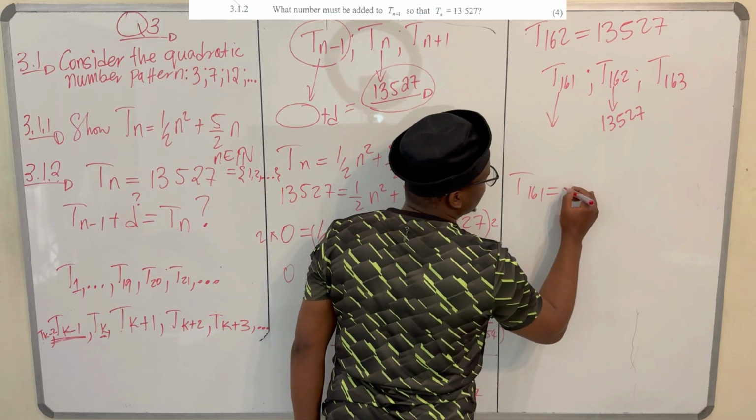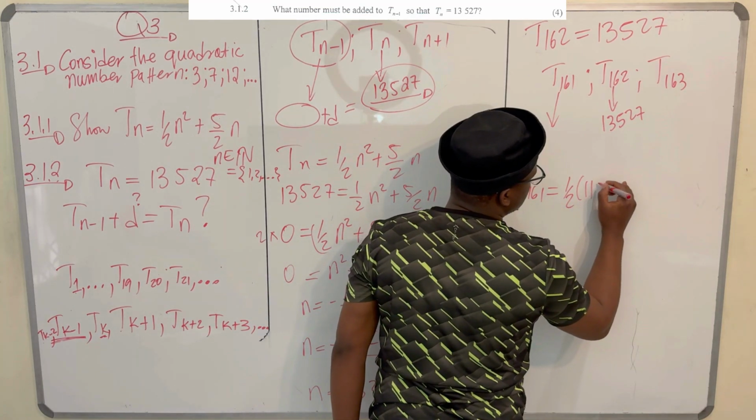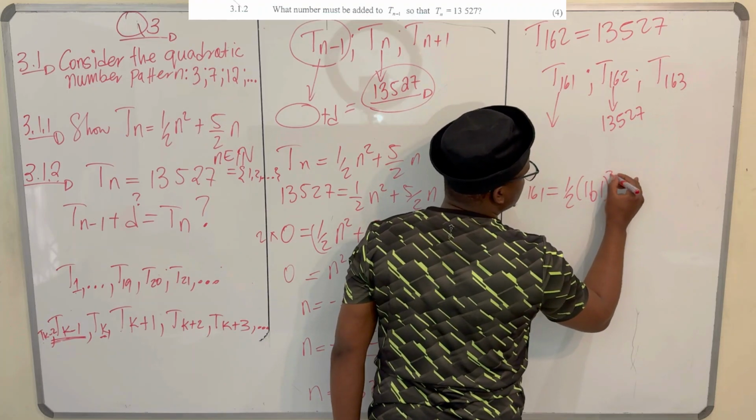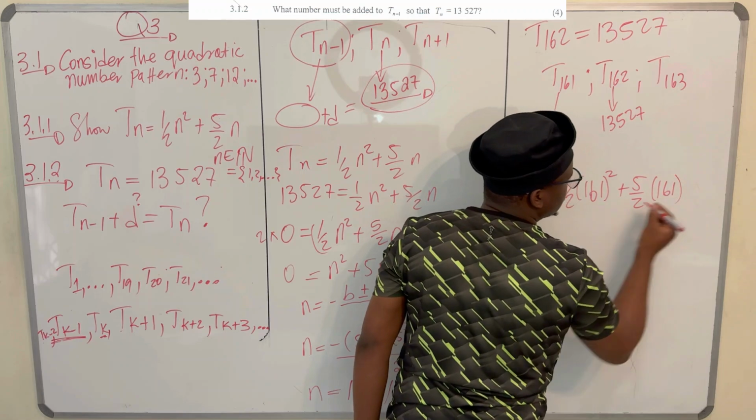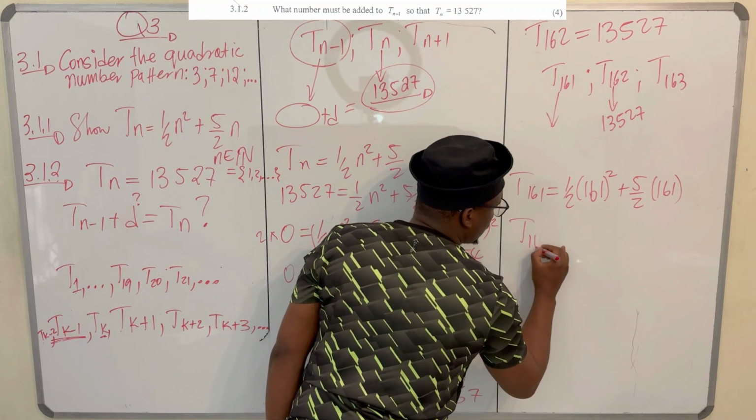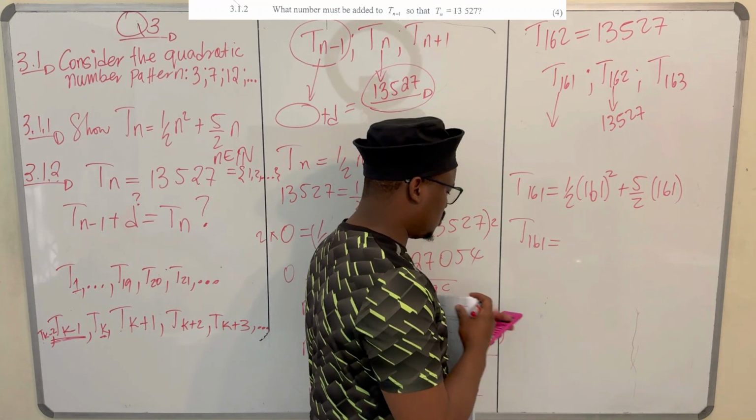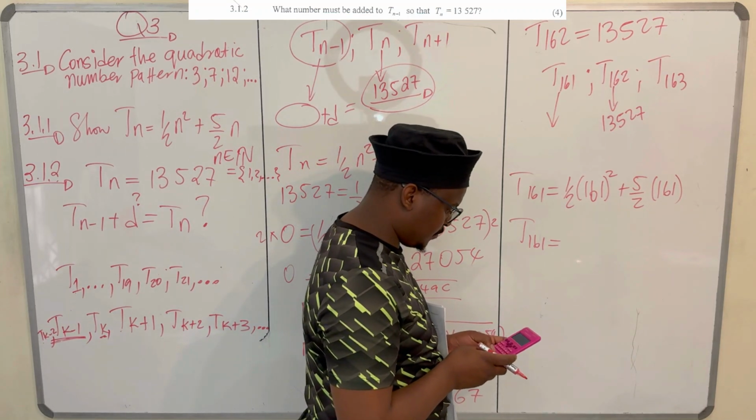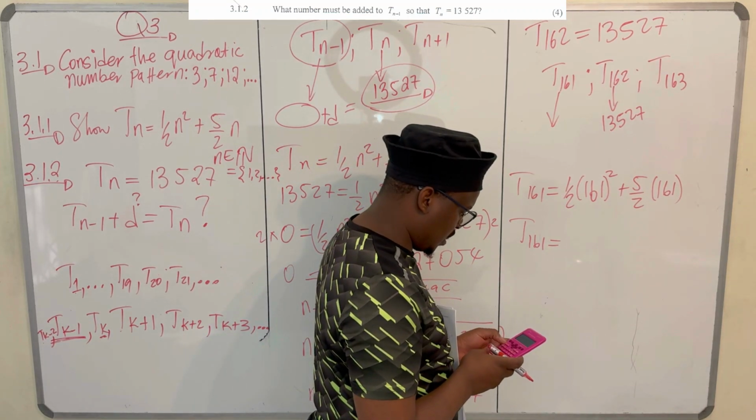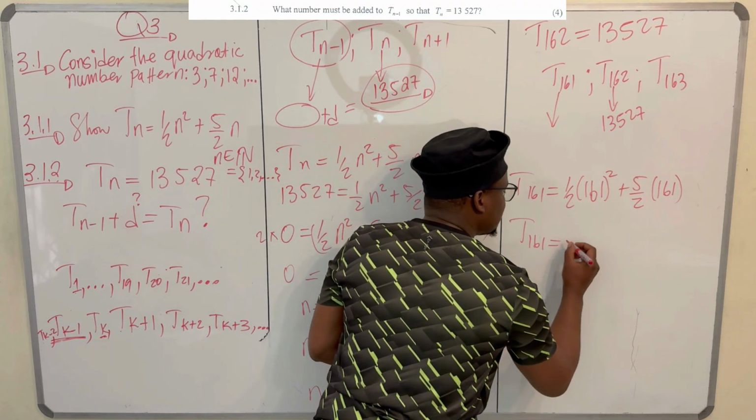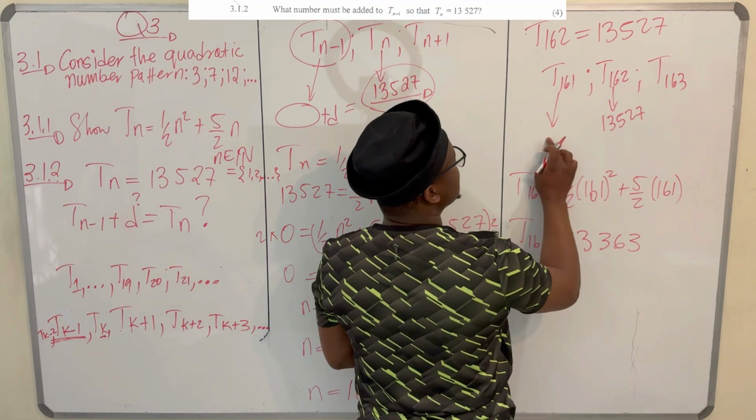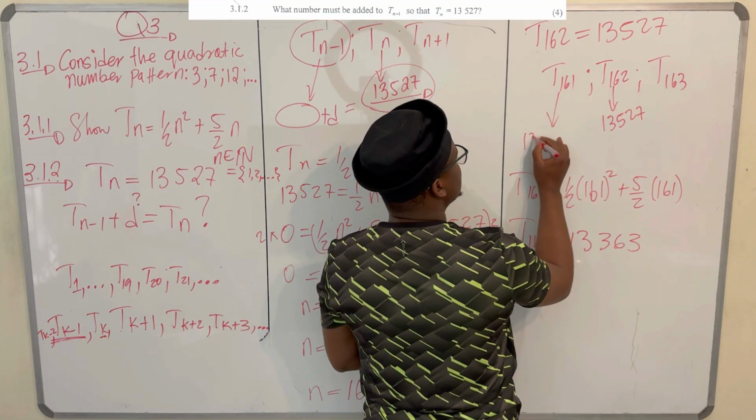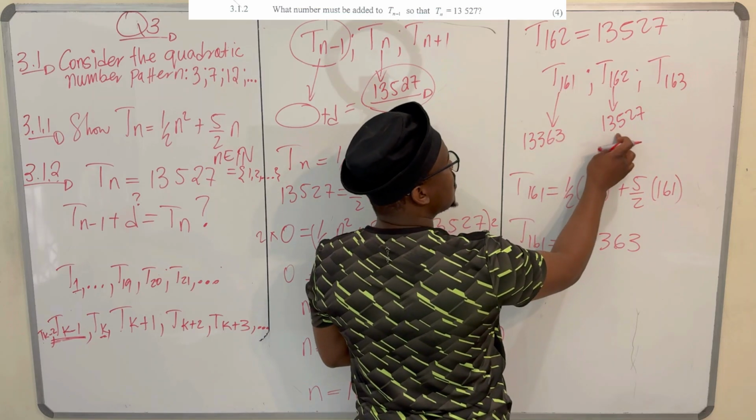T161 is equal to 1 over 2 into 161 all squared, plus 5 over 2 into 161. This was your Tn. So your T161 is equal to the answer to this. So let's go. 0.5 into 161 all squared, plus 2.5 into 161. So you get that T161 is 13,363. So you have these terms sitting like this. Here you have 13,363, and here you have this one.